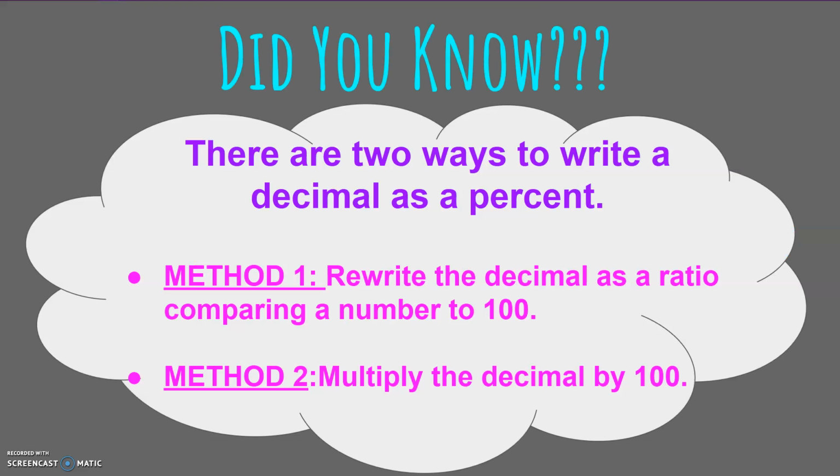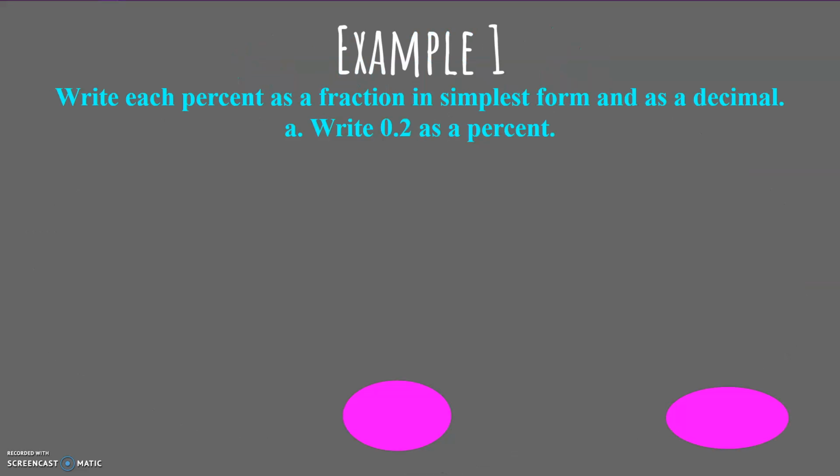There are 2 ways to write a decimal as a percent. Method 1 is to rewrite the decimal as a ratio comparing the number to 100. And then we've got a fraction over 100 that we can easily write as a percent. The other way is to multiply the decimal by 100, thus moving the decimal point to the right 2 times, and then we have a percent. So let's practice. We're going to start by writing 2/10 as a percent.